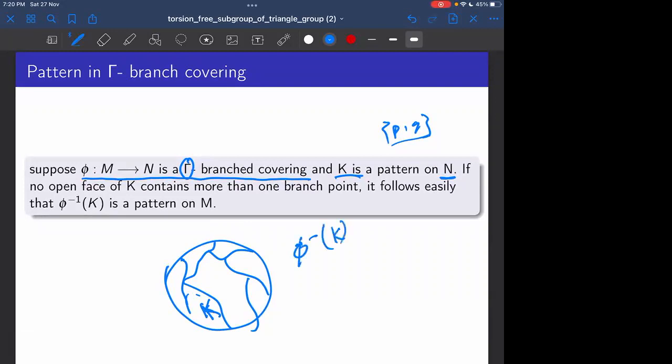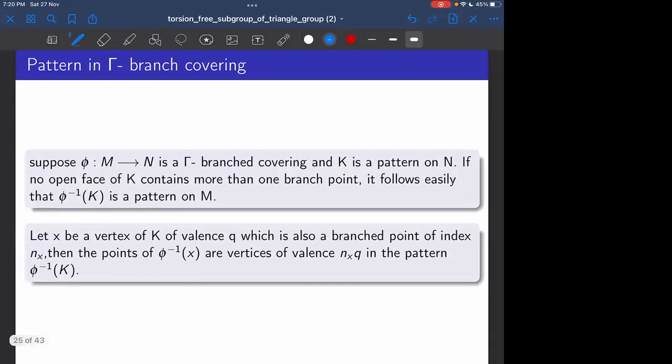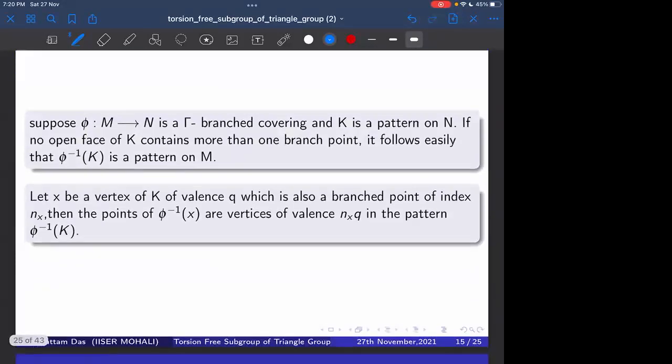Actually the phi inverse K is also a pattern of M. So yeah, and the valence will be, if we consider that this is every value for a point X, the valence will be Q. Then for points of X, phi inverse X, the valence will be NXQ, where NX is the branching index.